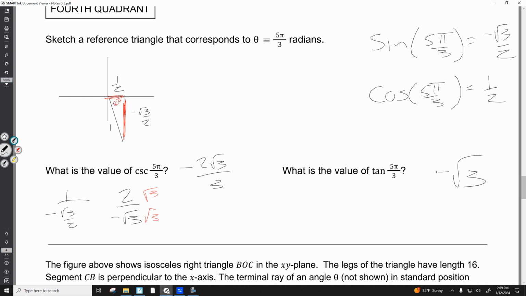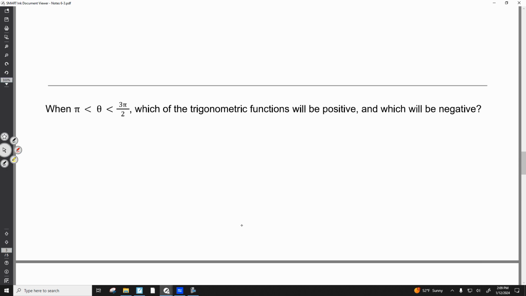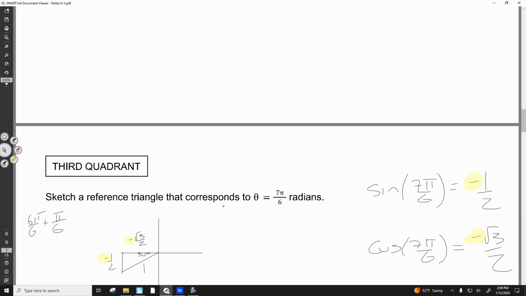Okay, go back to the second quadrant page, and we're going to cross off this and we'll rapid fire some things.